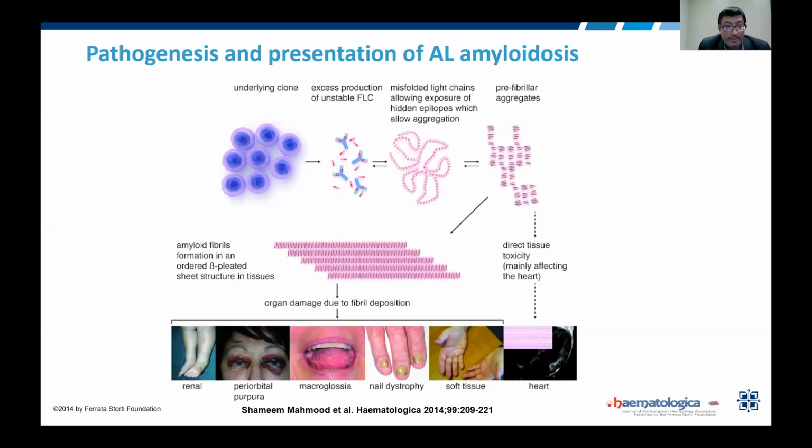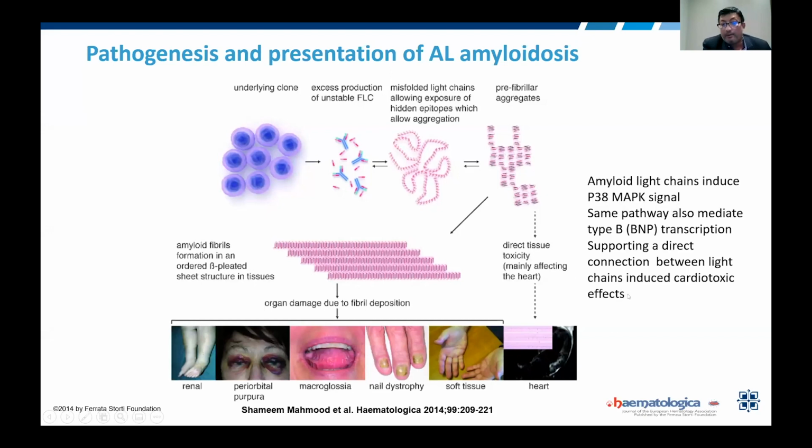system. At the bottom, you can see how the patients can present, that there is a bilateral leg swelling. In the first slide, we have periorbital purpura, soft tissue infiltration like macroglossia, nail dystrophy, and the heart, which is the hallmark, what we see mostly in AL amyloidosis with low voltage QRS EKG changes and in restrictive cardiomyopathy. Now, you can look into that.